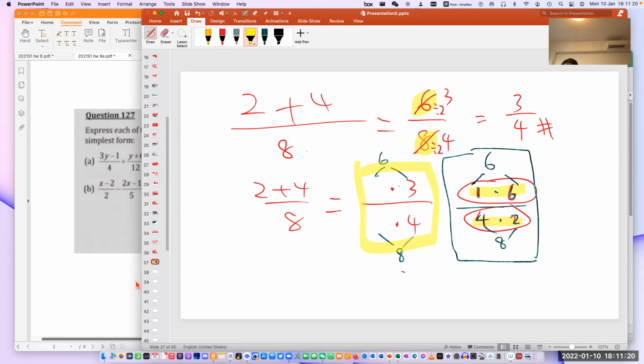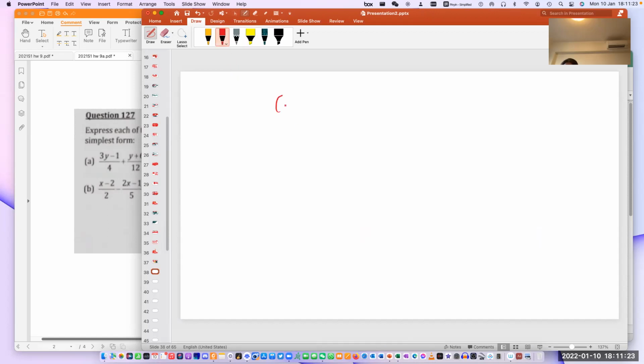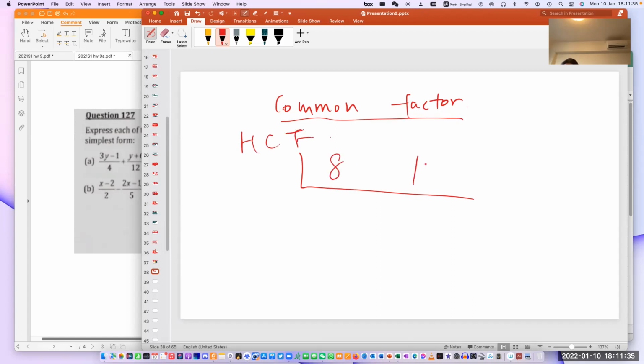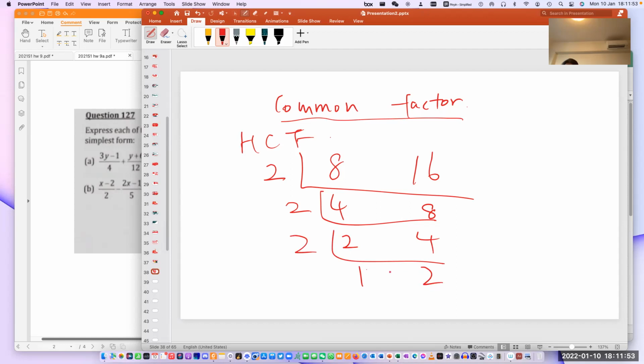Given this simple example, the goal is for you to take out what we call the common factor. And we learn about the concept of common factor when we are doing HCF. So if I give you 8 and 16, what is the common factor? 2, right? Common factor means divisible by both. So you get 4 and 8 here, and then continue. You can put a 2 here, 2 and 4. You can continue further, 1 and 2. In fact, your HCF of 8 and 16 is times them together, you get 8.